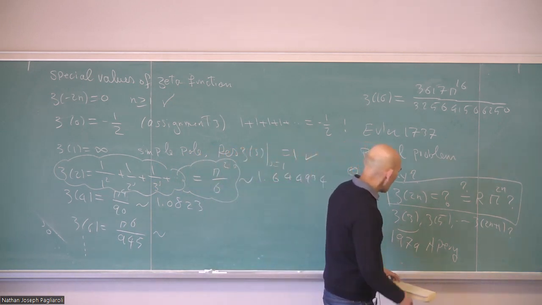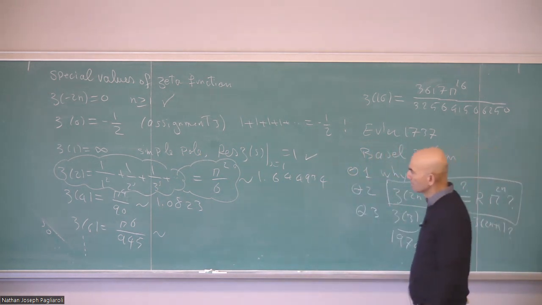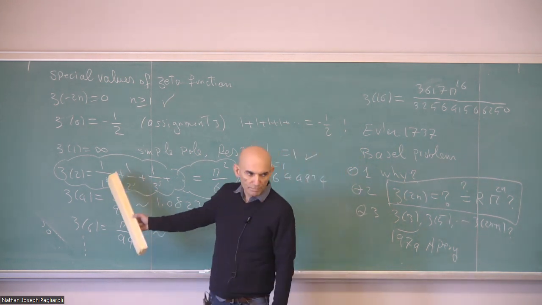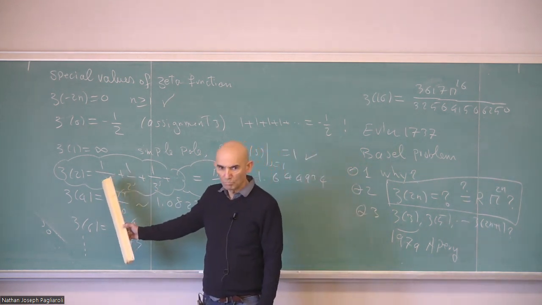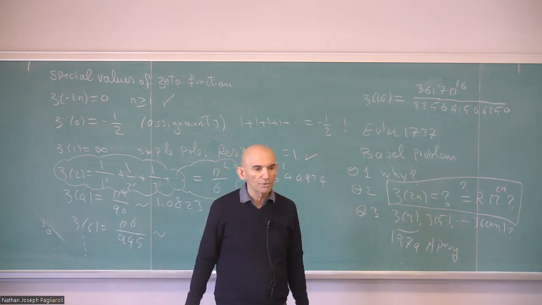Yeah, so now let's backtrack and see how Euler could compute zeta of 2. I'm going to give you Euler's argument now. Question?